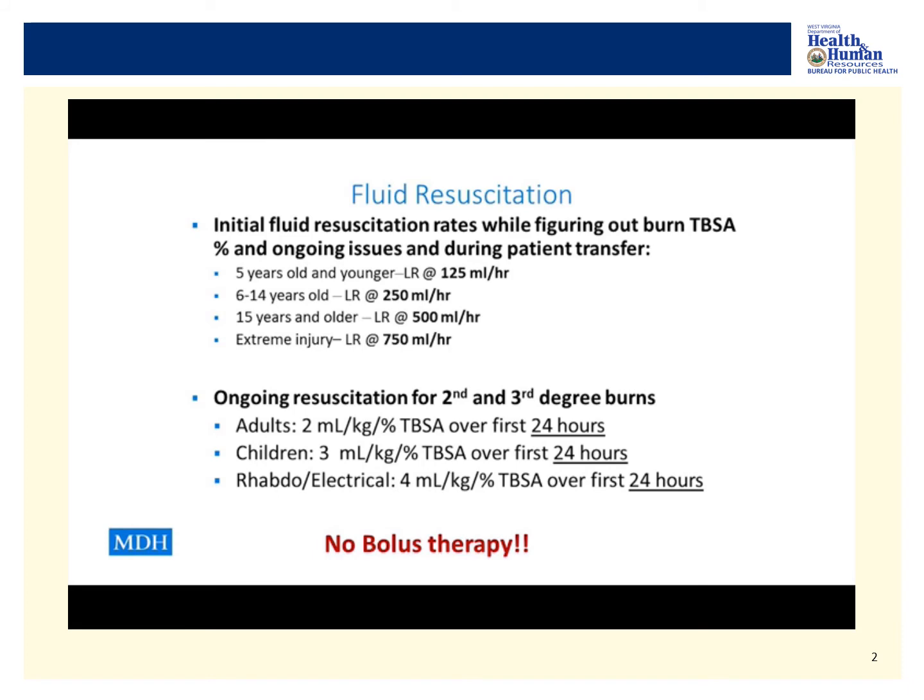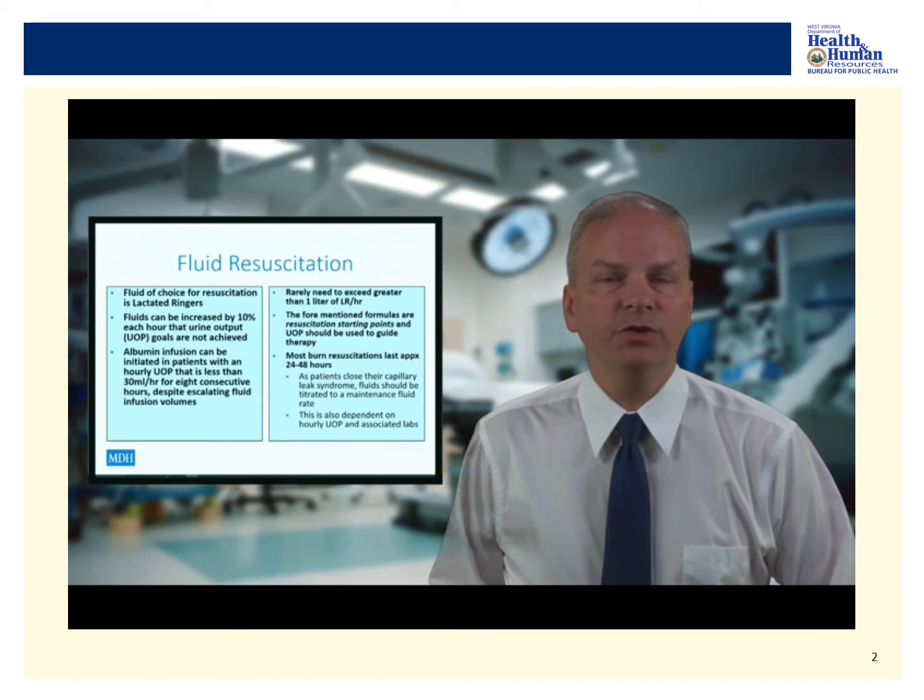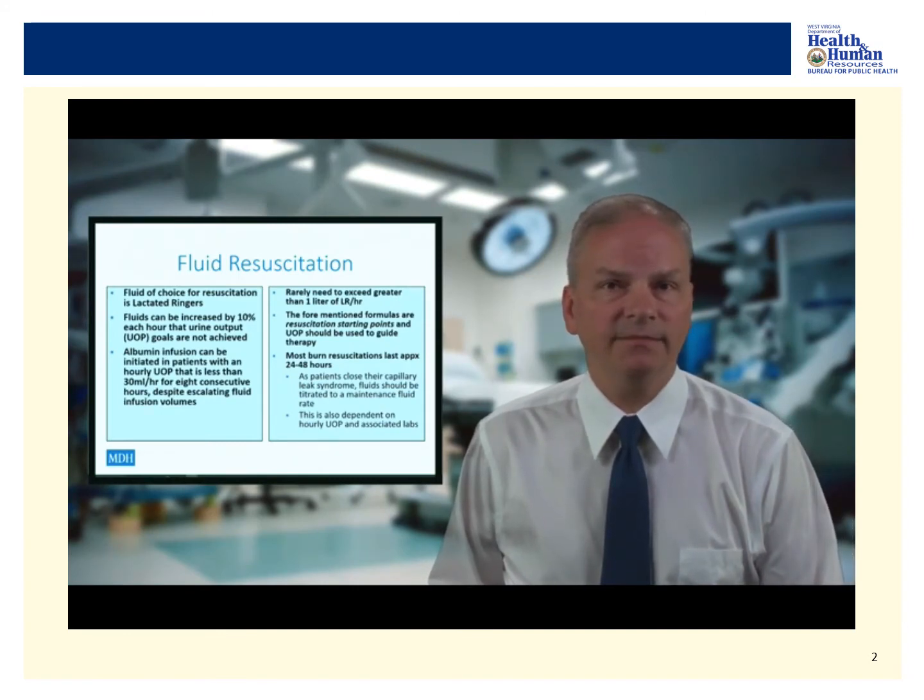Ongoing resuscitation for second and third degree burns only that you would use at your burn surge facility would be for adults starting off at 2 milliliters per kilogram per percent burn totaled over the first 24 hours. For children, 3 milliliters. And for any high voltage electrical injury or evidence of rhabdomyolysis, you would use 4 milliliters per kilogram per percent burn. The fluid of choice for burn resuscitation is Ringer's lactate.